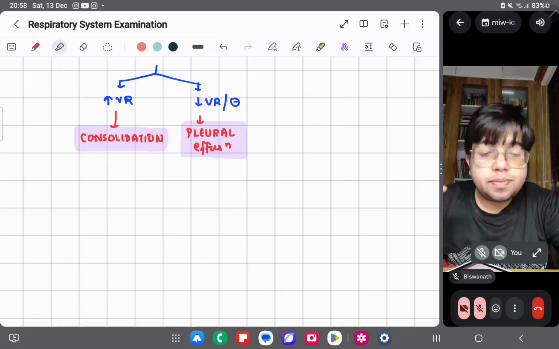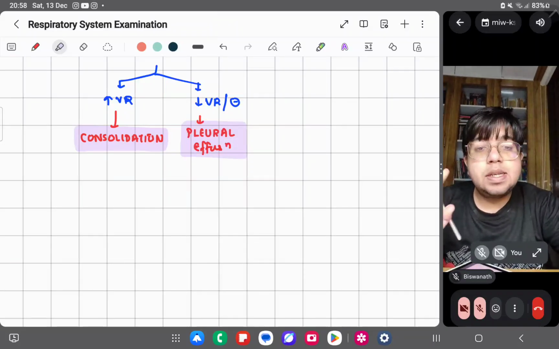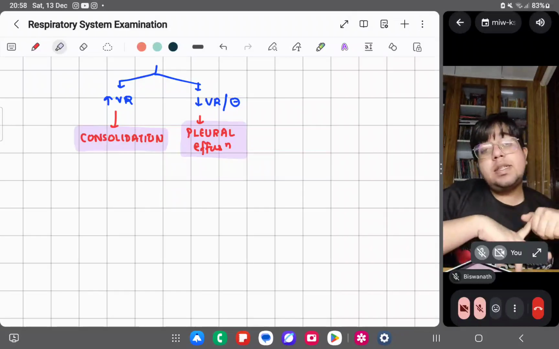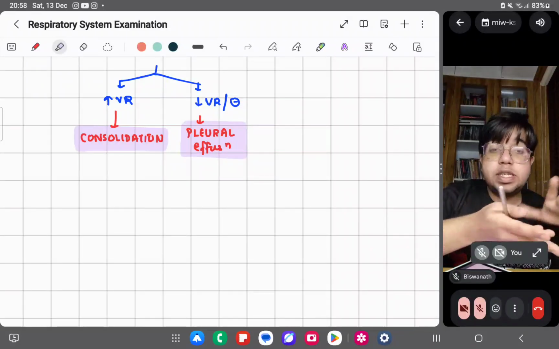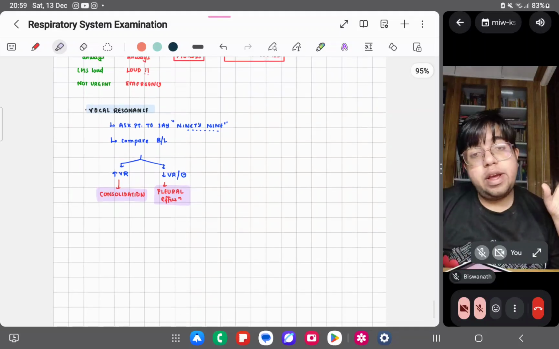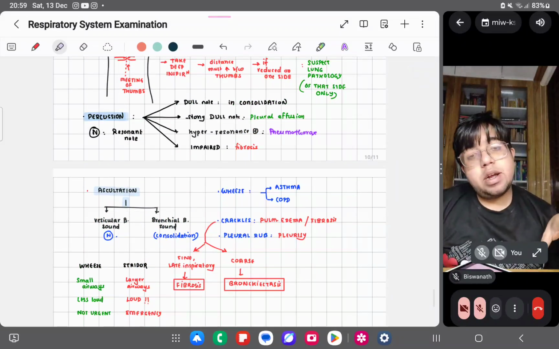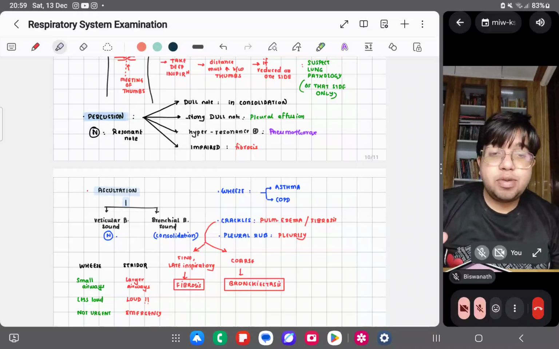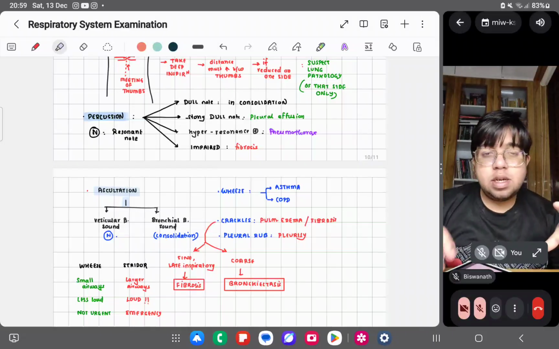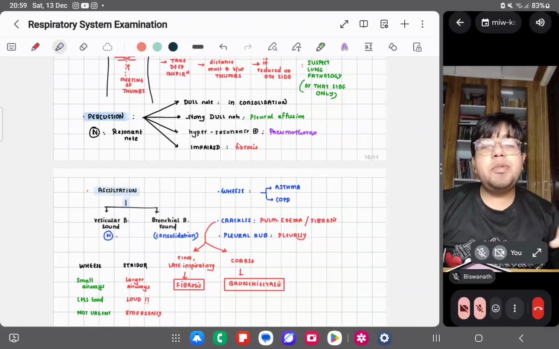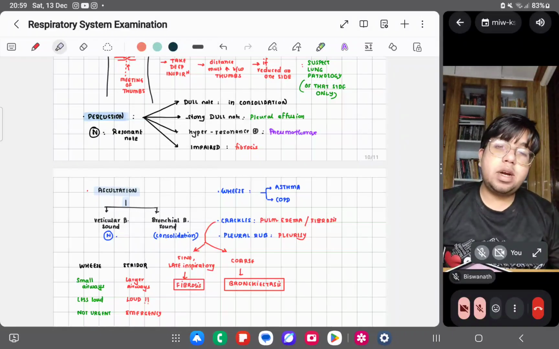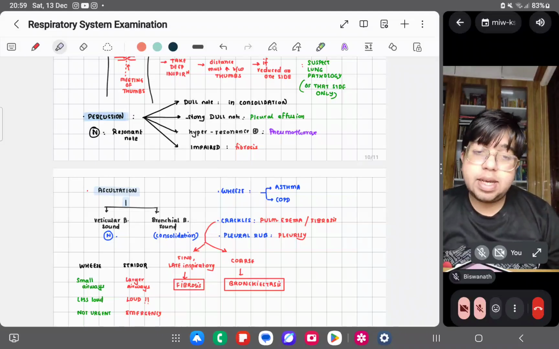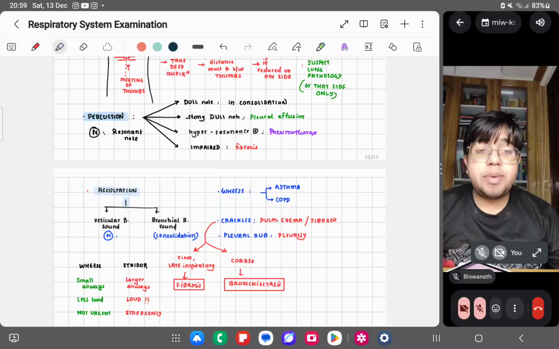Okay, all these things will suggest to you, all these things which I taught today. This is not complete yet. Not Harrison's, Hutchinson's tells you that these findings will suggest if the condition is obstructive, if the condition is restrictive, or if it is a pleural pathology, as in pleurisy, where you get pleural rubbing.